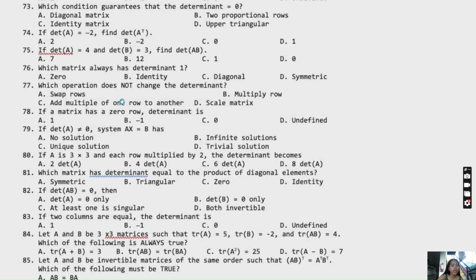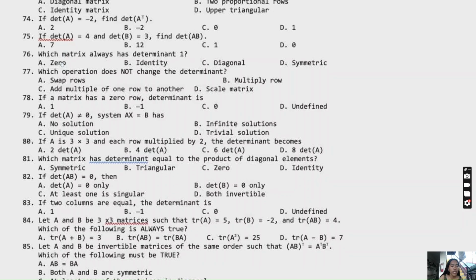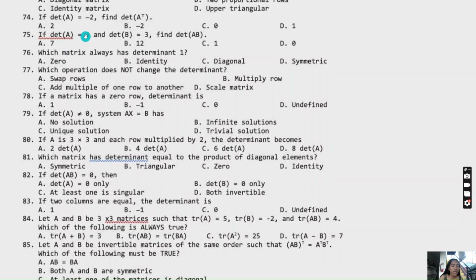So we are now in number 74. If determinant A is equal to negative 2, find the determinant of A transpose. So 74, the answer is letter B, negative 2. It's just negative 2 because this is also an important property that it stays the same. Yeah.